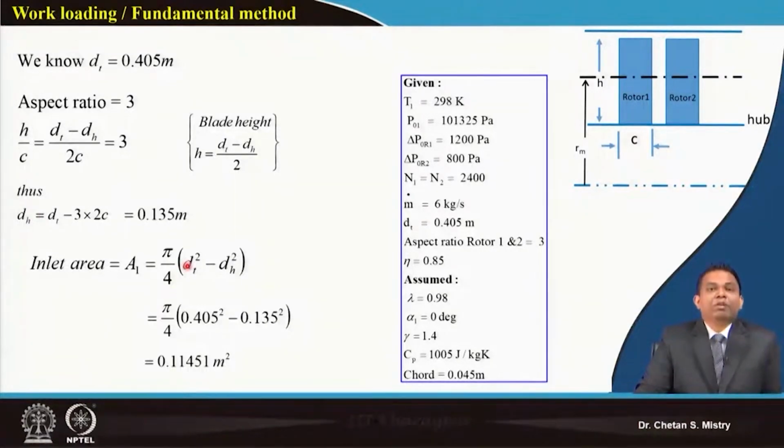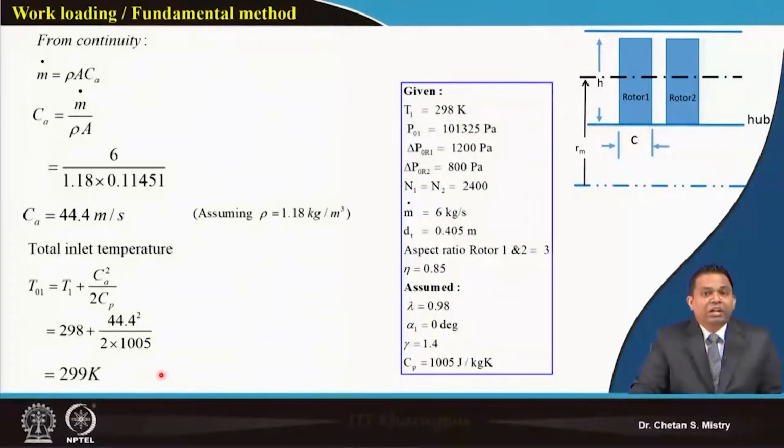You can say it is nothing but pi by 4 into (tip square minus hub square). That's what is giving me my area to be 0.114 meter square. So this is the area in which my air is going inside. Now this area, you can understand, we know our basic continuity equation.